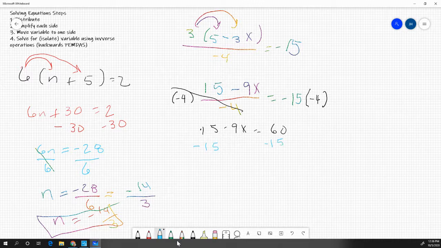We're doing backwards PEMDAS, so we want to do our addition and subtraction before the multiplication. So even though negative 9 is multiplied to x, we want to get rid of the 15 that's added to it first, right? This is 15 minus 15, so I'm going to be left down here with negative 9x equals, well, 60 minus 15 is just 45. And now the only thing left on this x is that negative 9 that's being multiplied to it. And so I'm going to divide both sides by negative 9.